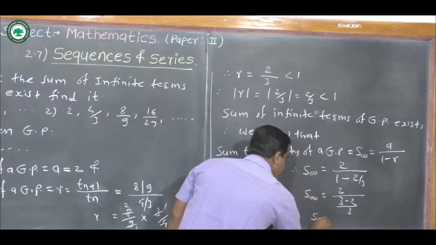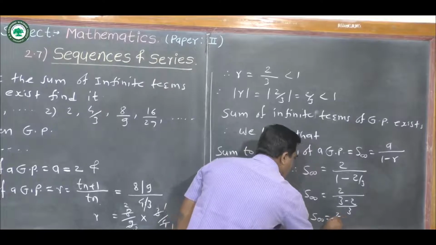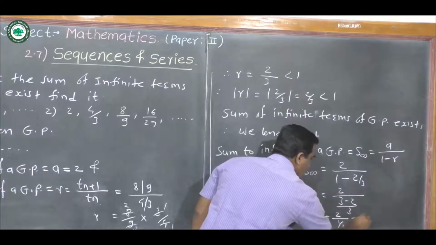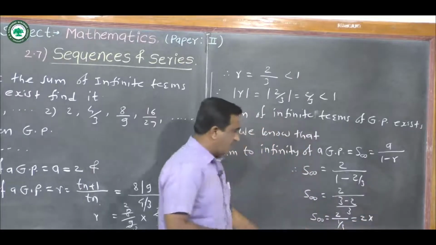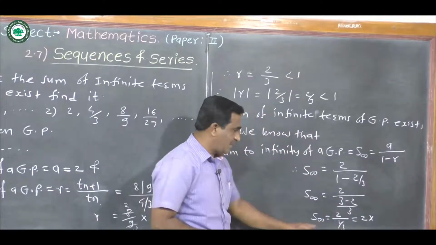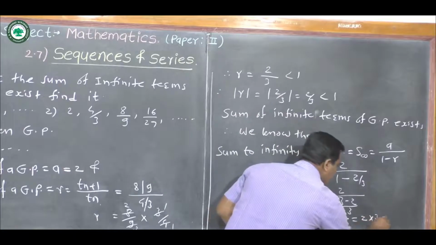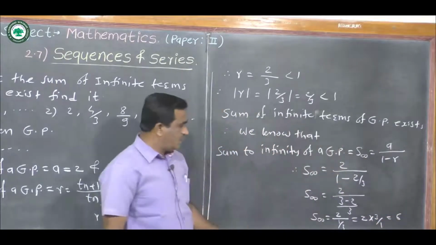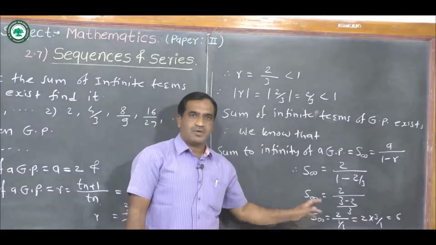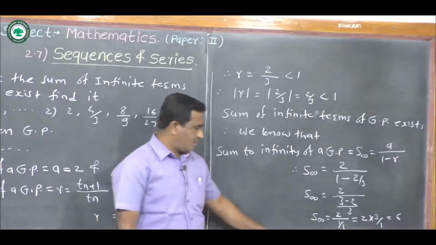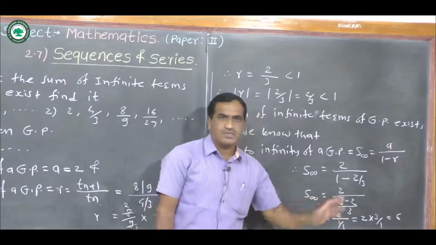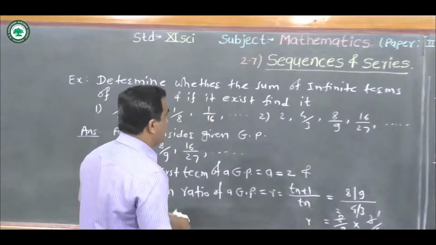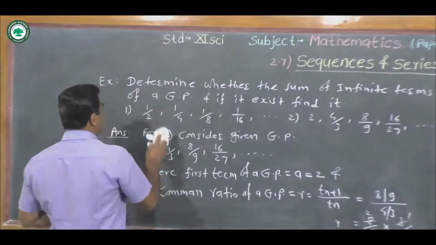That is, S infinity equal to 2 upon 1 upon 3, equal to 2 into, taking the reciprocal of the denominator term 1 by 3, we can write 3 by 1, which is equal to 3 into 2, that means 6. Therefore, the sum to infinite terms of the given geometric progression is S infinity equal to 6. Okay.